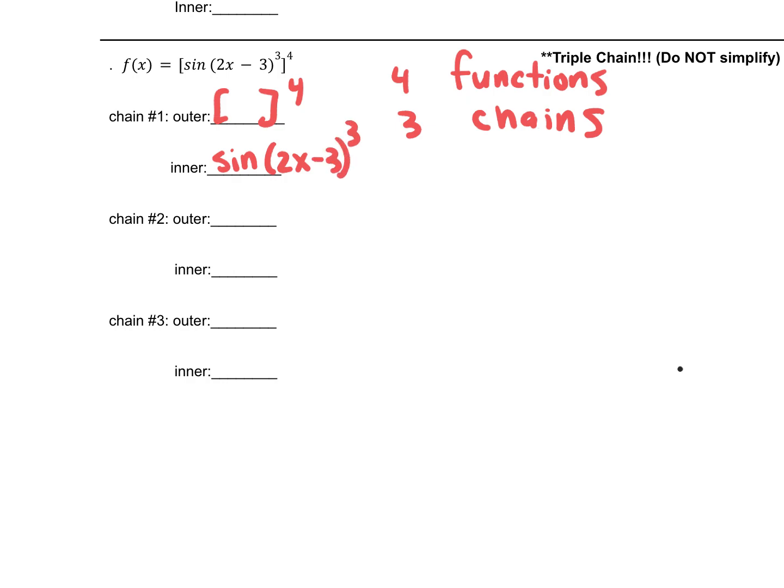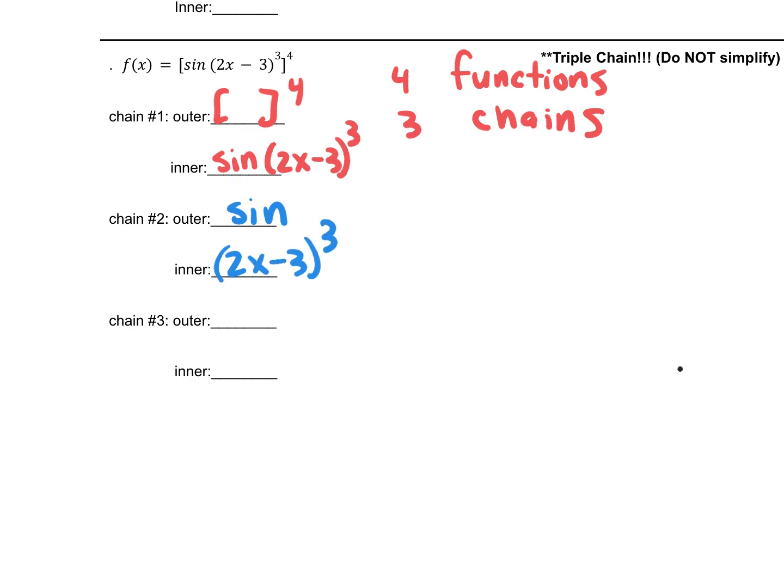All right, now we go again. What is the outermost here? Well, this 3 only applies to this. So we're taking the sine of 2x minus 3 to the 3rd. So this is our outermost function, and that's tricky. So our outermost is sine, and then you can only have one function here, so then we need everything else here. The inner as is 2x minus 3 to the third.